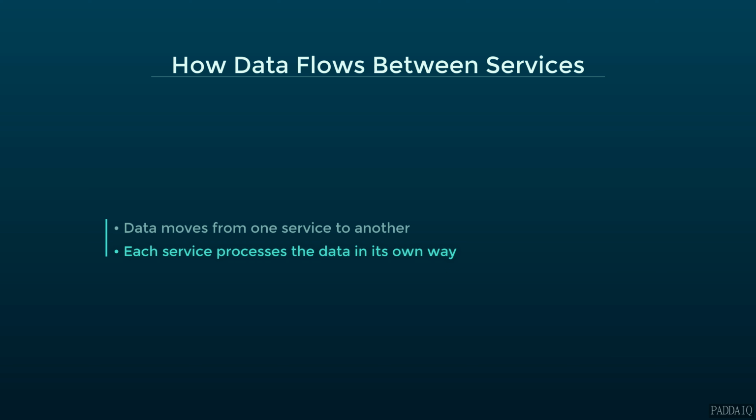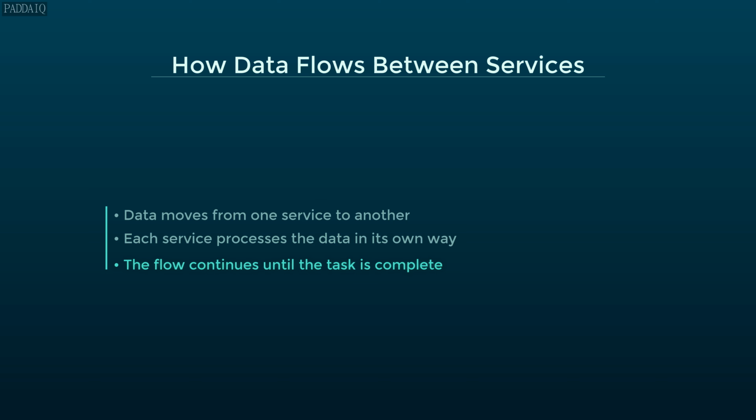Each service processes the data in its own way. This means every service has a specific job, transforming data according to its unique function. For example, the SAP HANA service might analyze sales data, while the integration suite routes it to another system. This specialization ensures the right tool handles each step of the data journey efficiently.